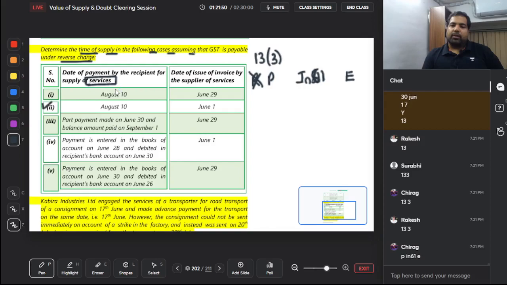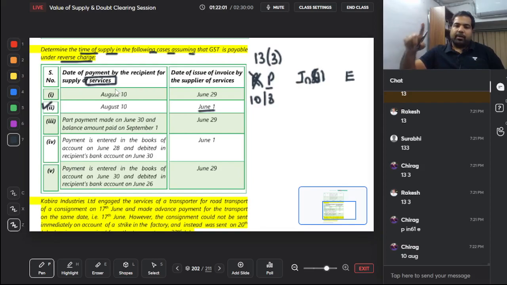Let's do the second one. What is the payment date guys? 10th August. And what is the invoice date? 1st June. So 61 days is 1st July and 1st August. So which is the time of supply guys? 1st August.